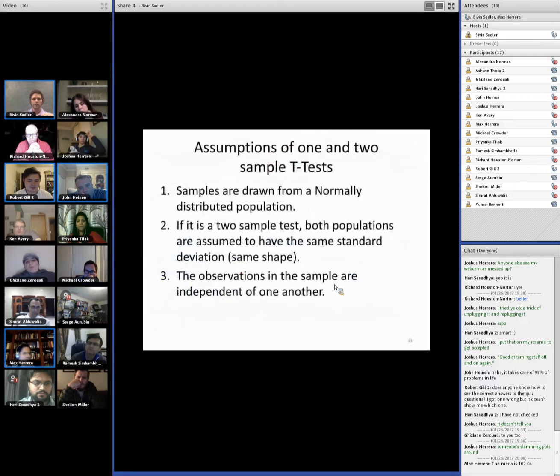Let's go to assumptions of 1 and 2 sample tests. Yeah, I don't know why I did that. This is the assumptions of 2 sample tests. I need to fix that. This is assumptions of the 2 sample tests.